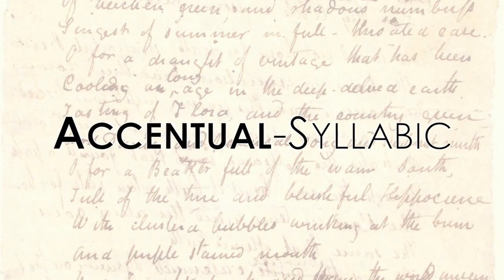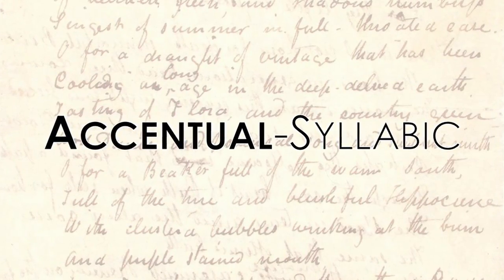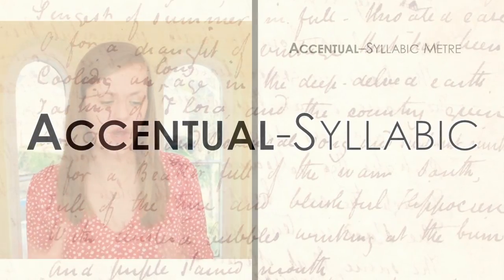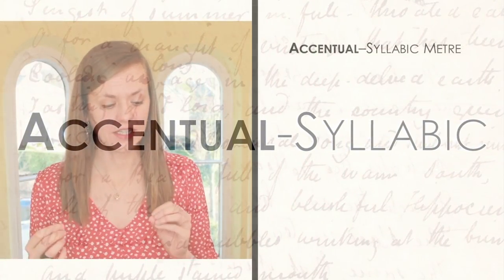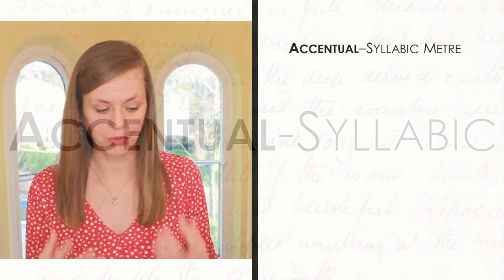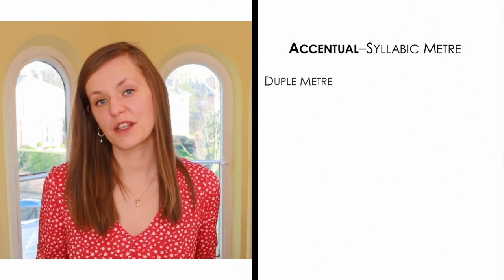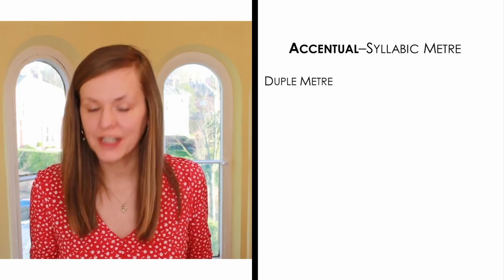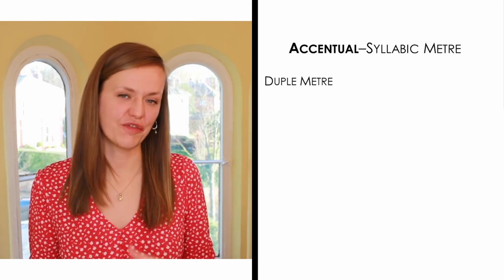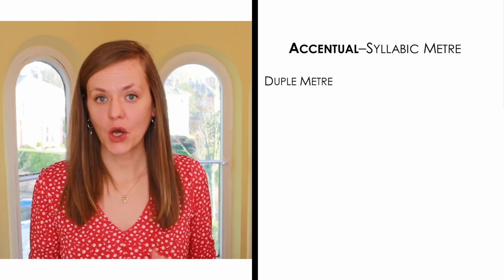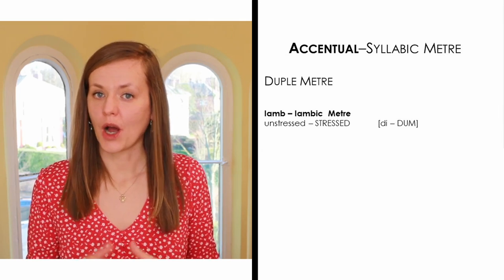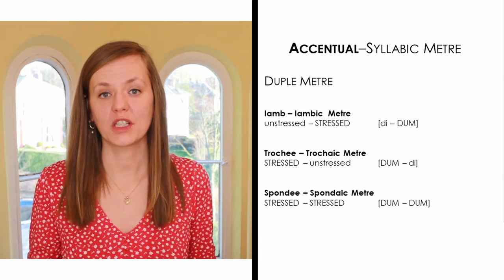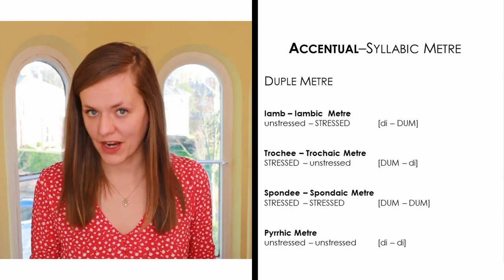Now we come on to the first half of the classification, so accentual. That is to do with the stresses. So where do the stresses lie in the line? Where is the emphasis placed by the rhythm? Starting with duple meter, we remember that that is disyllabic meter. So logically, there are only 4 options, and these are called iambs or iambic meter, trochees or trochaic meter, spondees or spondaic meter, and pyrrhic meter.